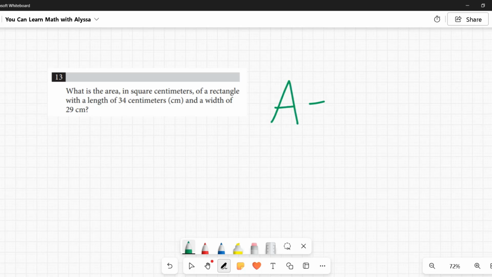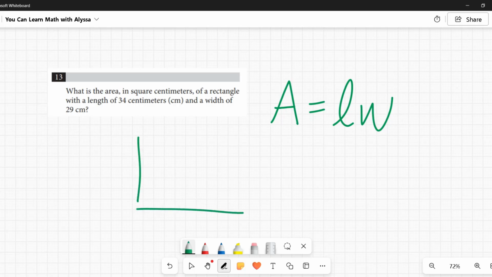And the area of a rectangle is length times width. It doesn't really matter which side. If we were to draw a rectangle, it wouldn't matter which side we called the length and which side we called the width. We could reverse it and go that way. It doesn't matter because we're just multiplying them together, so the order doesn't matter. But here, the 34 is the longer side, so I'm going to call that my length.